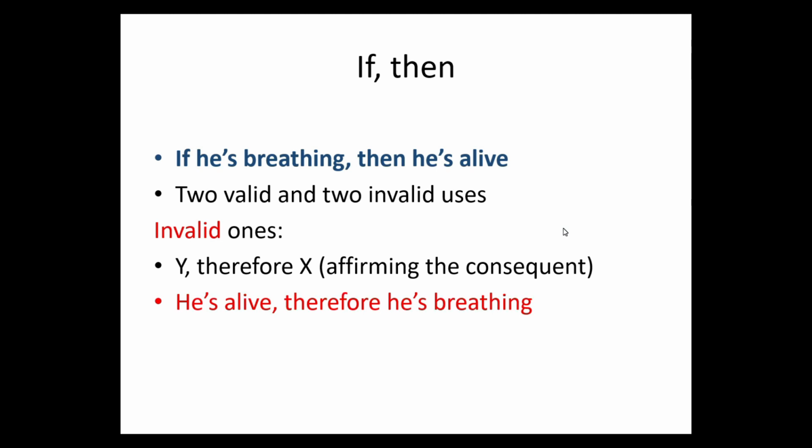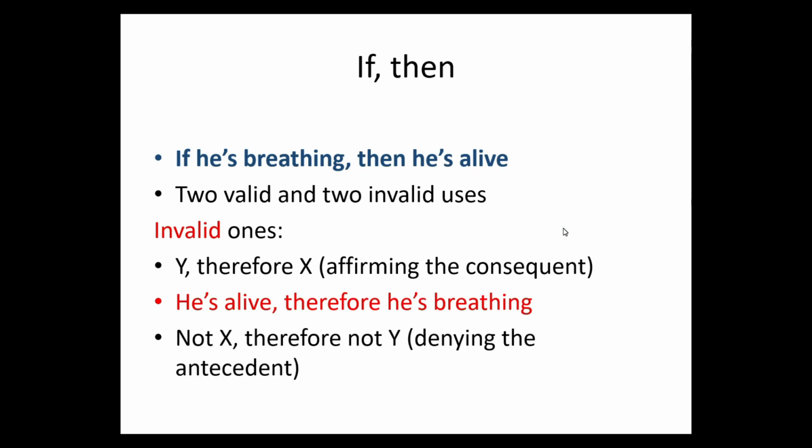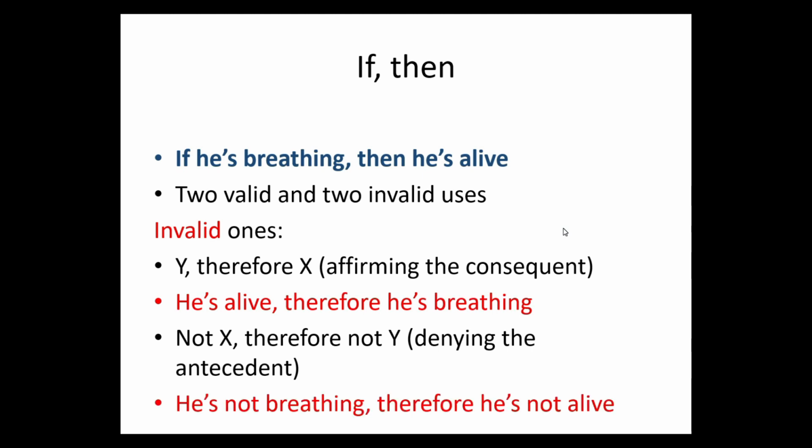If you've taken a CPR course, then you see how this holds up with the example. The other invalid move we tend to make with if-then logical relations is denying the antecedent, which is saying no to the if part and then no to the then part. For example, he's not breathing, therefore he's not alive.